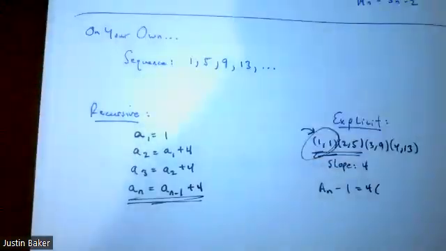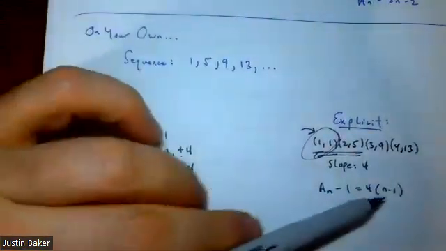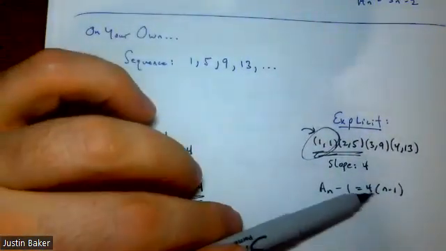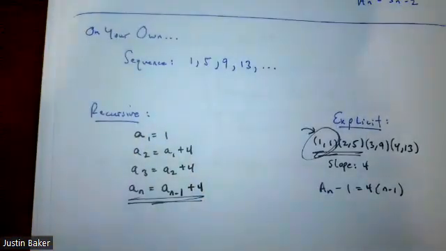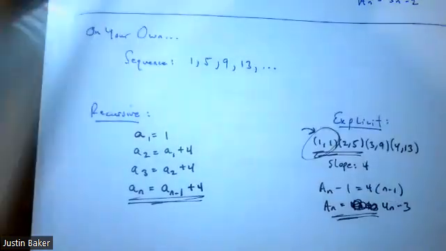So y minus y1 is equal to the slope times x minus x1, except instead of x and y, your ordered pair is n comma a sub n, the number of the term comma the actual value. And then if you solve that out, a sub n is equal to 4n, and then minus 4 plus 1. So the explicit formula is, oops, should have been a minus sign, sorry, 4n minus 3.